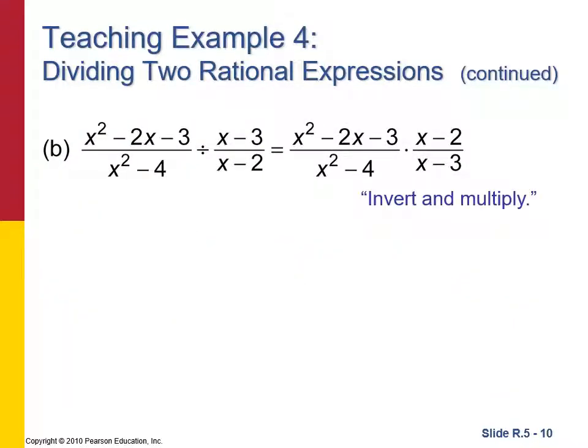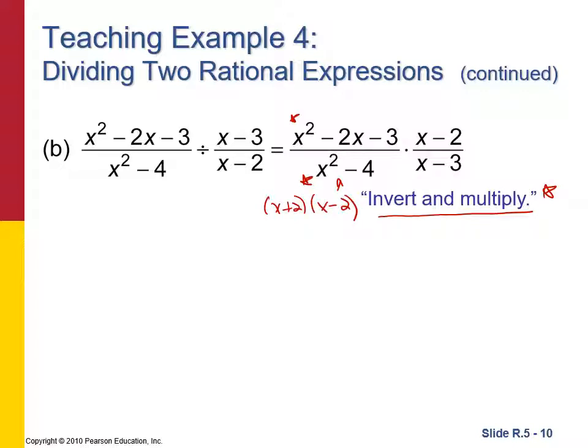Let's take a look at B now. Again, we're going to invert and multiply, as it says here. But if you notice something, you're going to factor this term and you're going to factor this term. This is a difference of squares, so it is just x plus 2 over x minus 2.